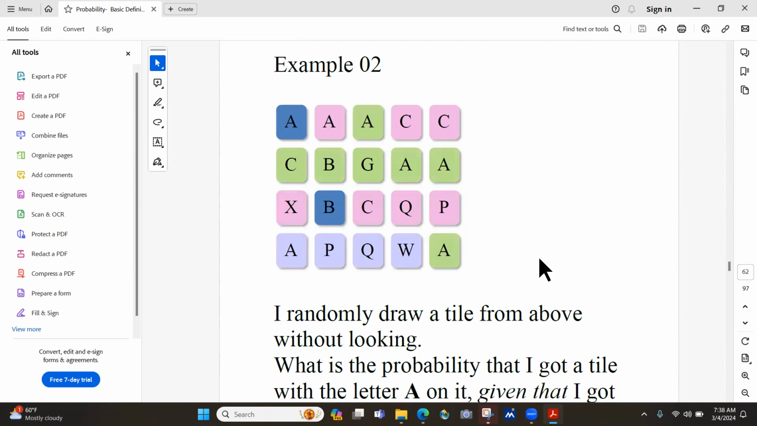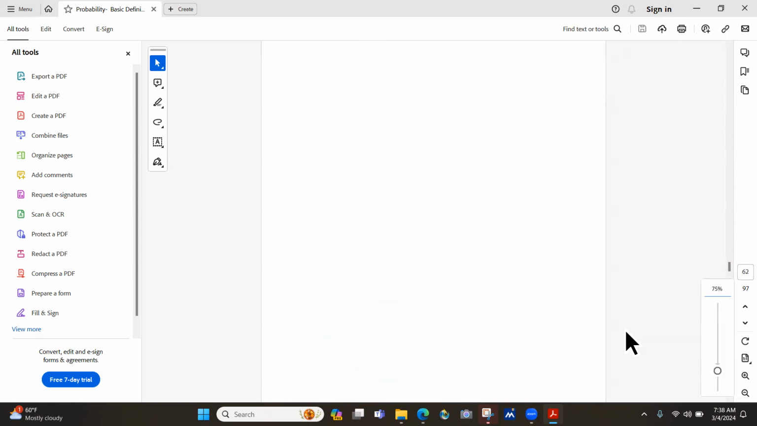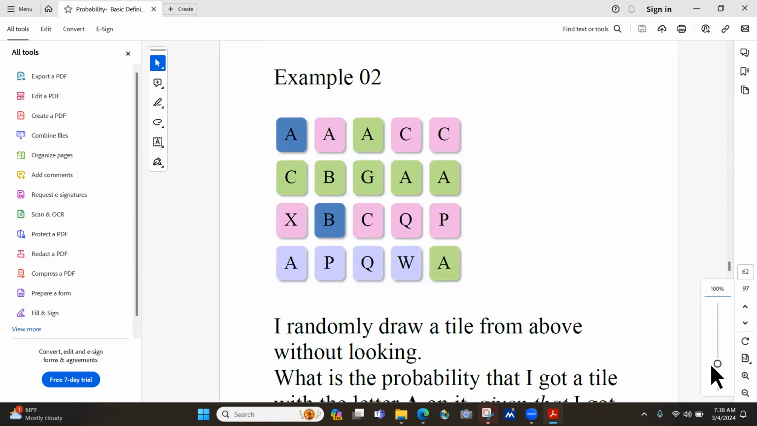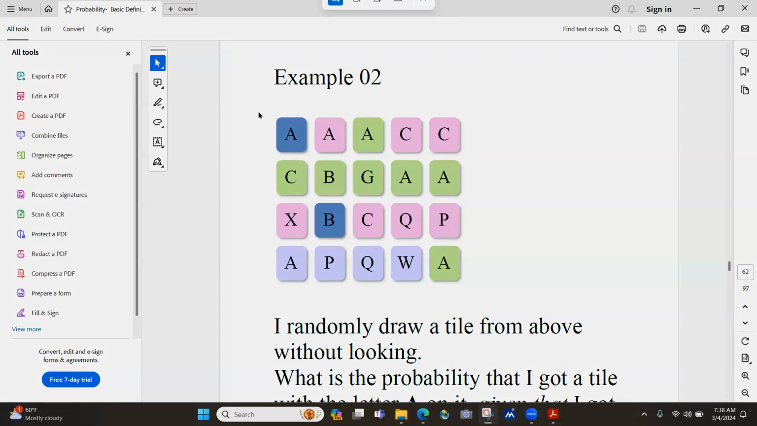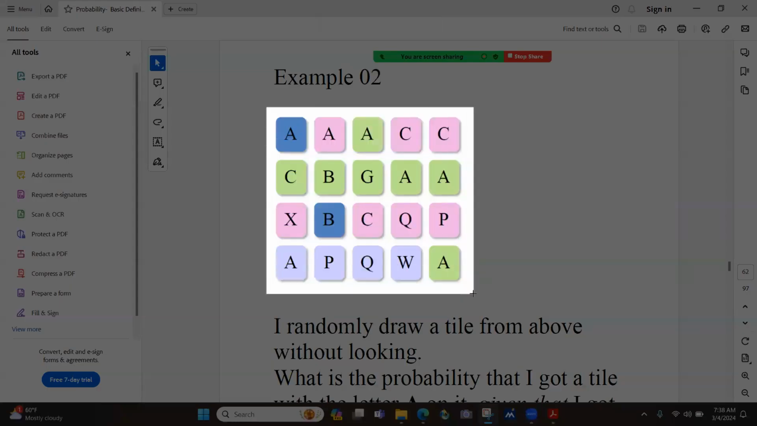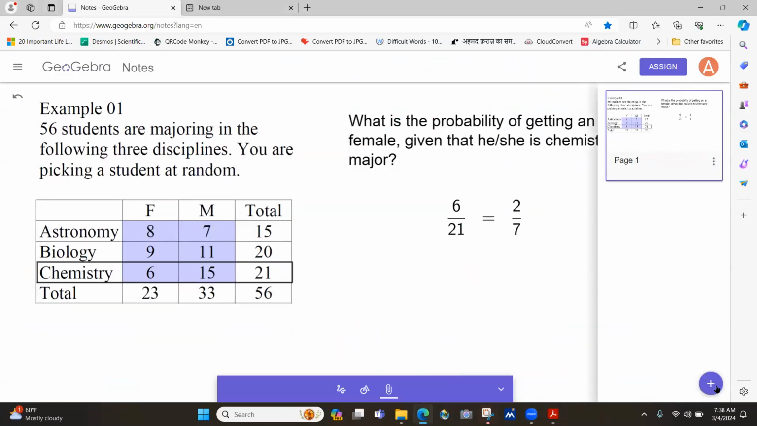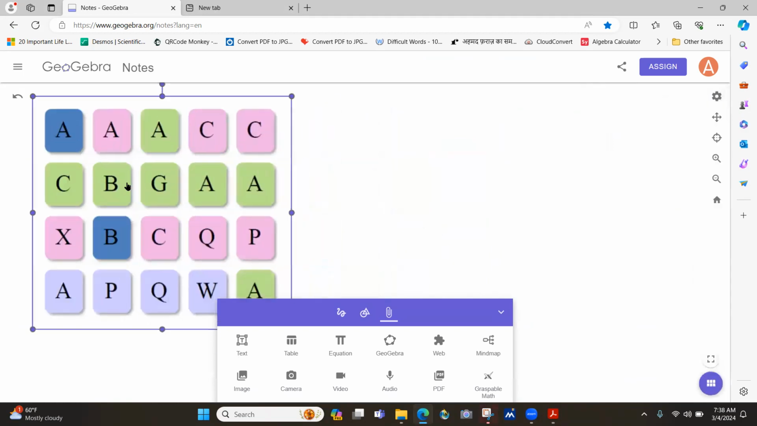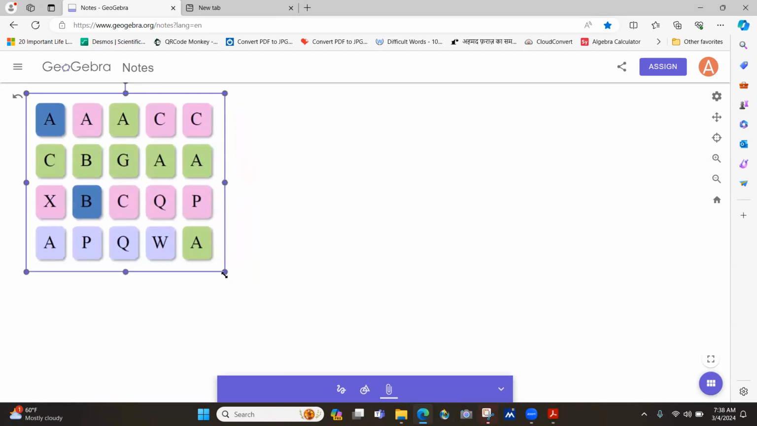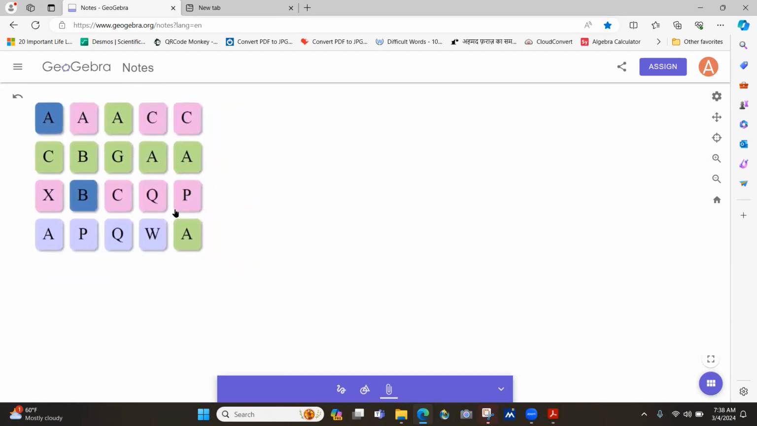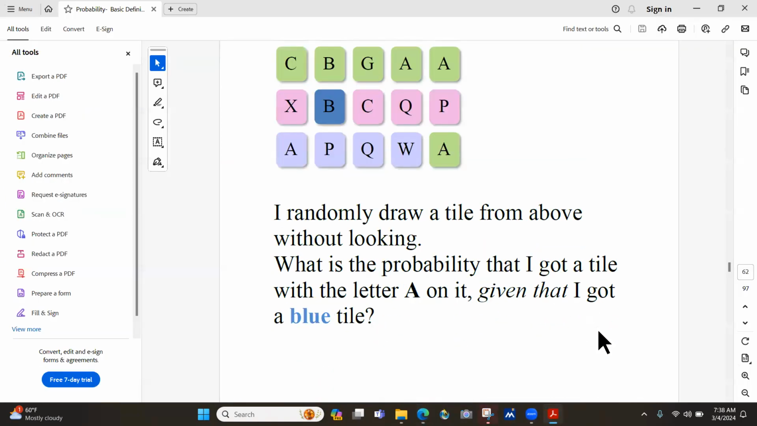All right, this is an interesting problem. Let's talk about it a little bit. It is also a conditional probability problem. So let me bring the text and the picture here. So I have a bunch of cards, and some of the cards are blue, some of the cards are light purple, some of the cards are pink, and there are letters on each card. Let's see what the question says.